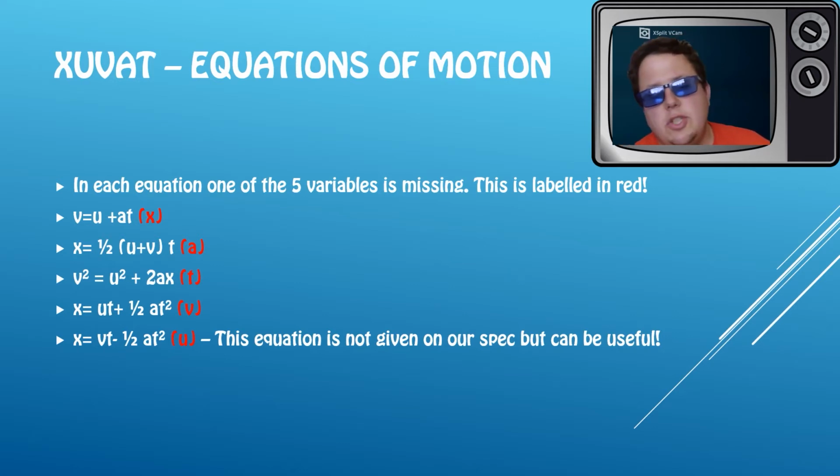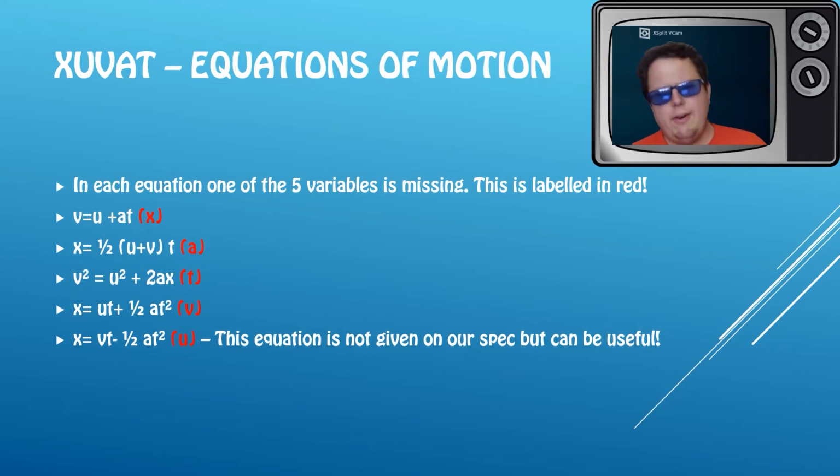X equals ut plus a half at squared. If you're not given v, that's the equation to use here. This equation is probably used the most often out of all the XOVAT equations. So we're given an initial velocity and an acceleration, and then we're probably given a displacement. We want to work out a time, or we're given a time and we want to work out how far we traveled. This equation is fantastic. We use this the most, really.